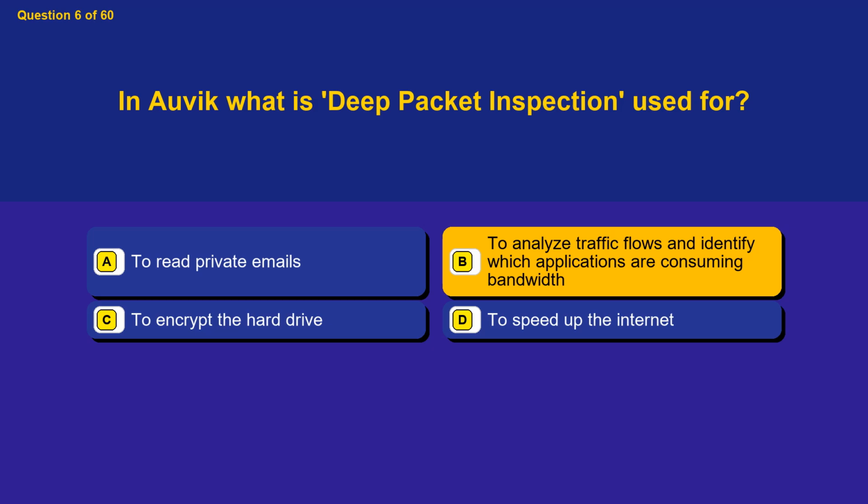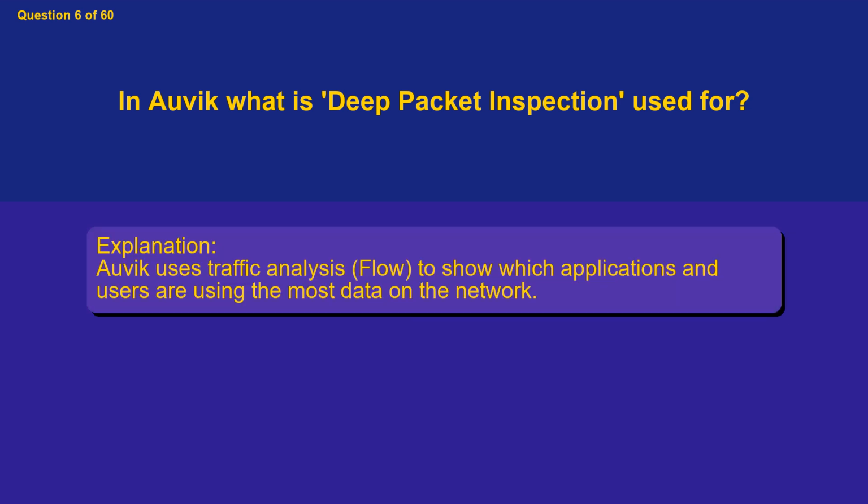The correct answer is option B. To analyze traffic flows and identify which applications are consuming bandwidth. Auvik uses traffic analysis, flow, to show which applications and users are using the most data on the network.